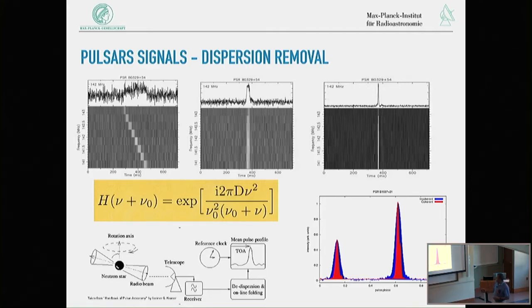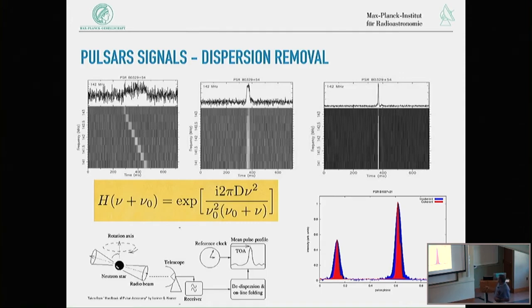And then this is how it's modeled with a transfer function of this, and nu naught is the frequency of observation, and d is the dispersion measure. So if this is the impulse response, if you convolve your signal and remove this effect, then you can get a very sharp profile. And this is much, much better because it times extremely well.